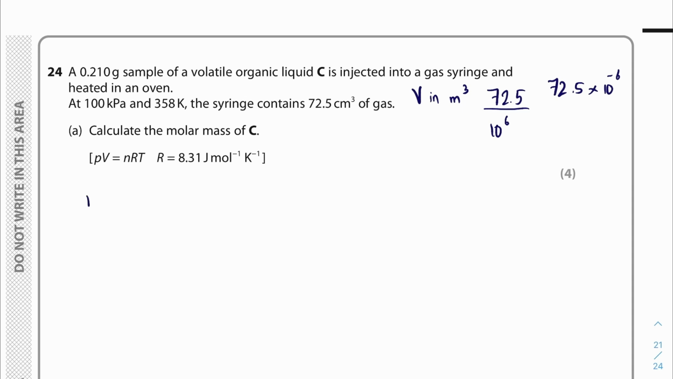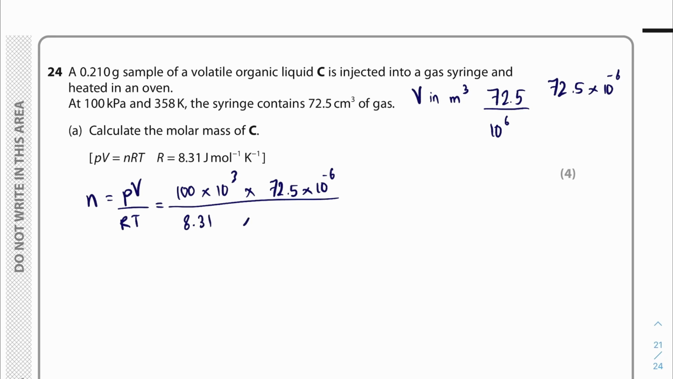We want the molar mass, right? So n equals PV over RT. So what's P? P is 100 kPa, so 100 times kilo, which is 10 to the power 3, times 72.5, that's our volume, times 10 to the power -6, all over RT. R we know is 8.31, multiplied by T. T is this temperature over here, 358, and it's in Kelvin. So that's pretty straightforward. They've given us all the information.